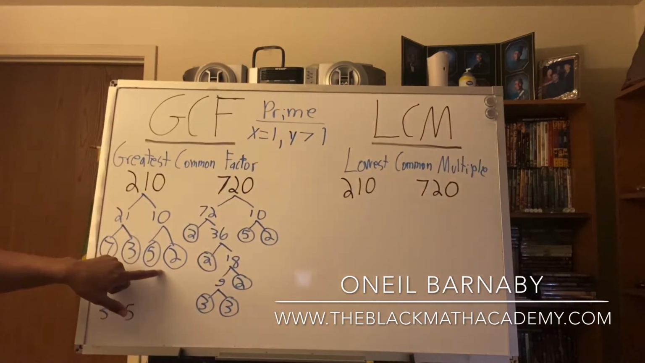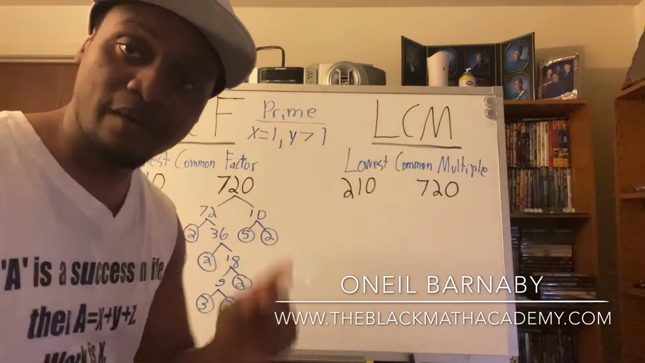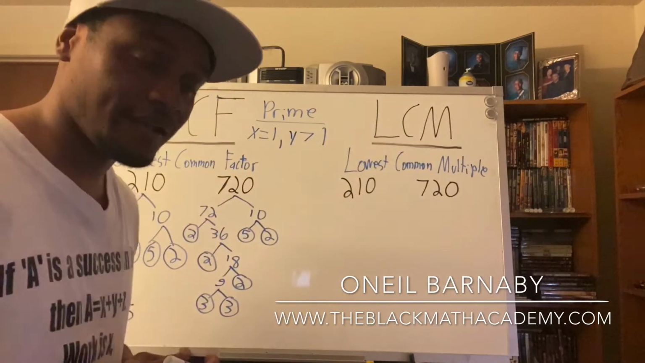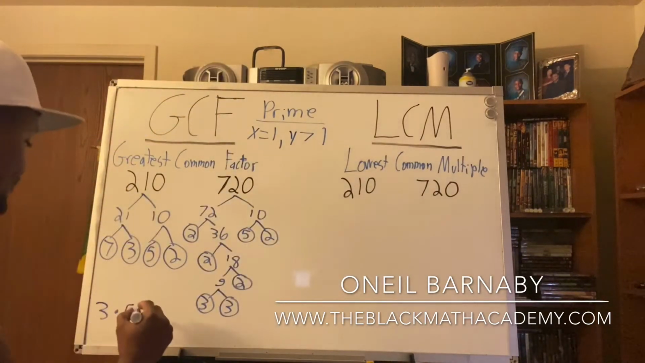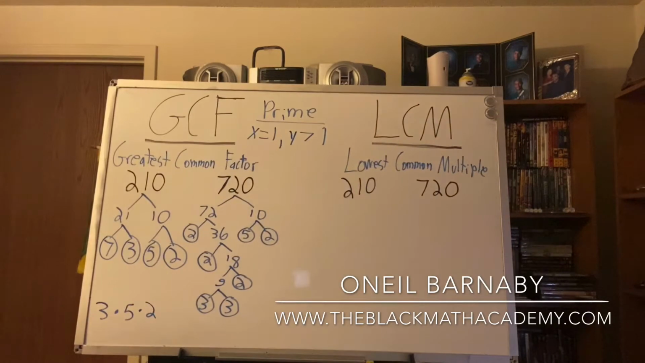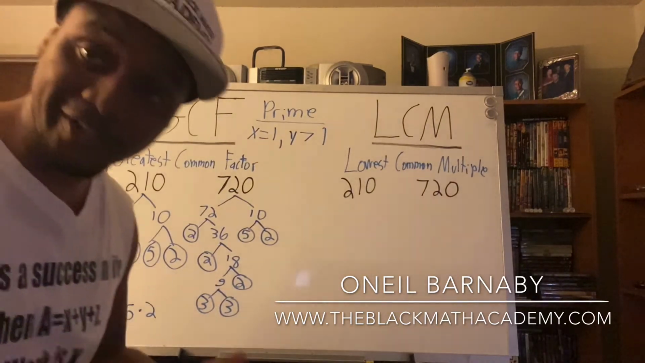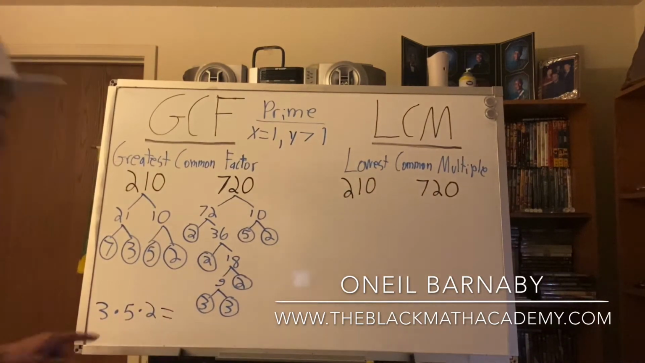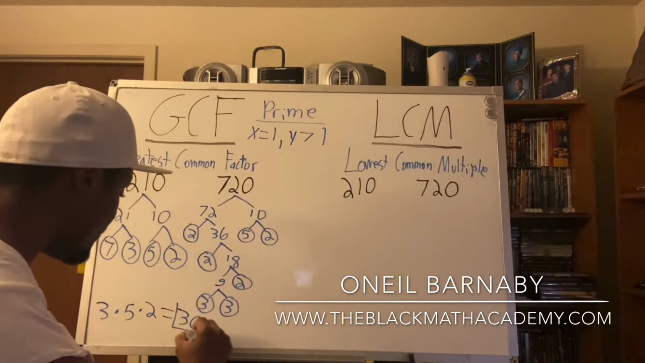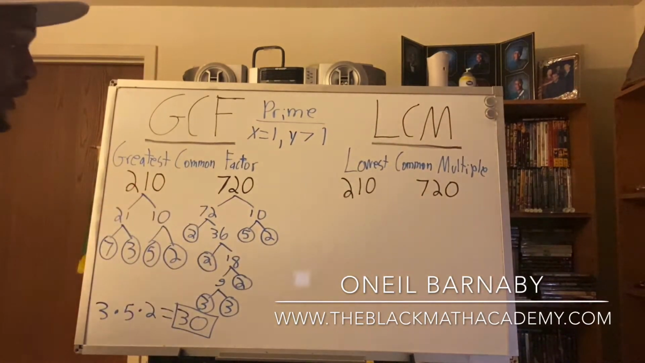210 has 1 2. 720 has 1, 2, 3, 4 2s. So both numbers have 1 2 in common at least. And because they both have 1 2 in common, we're going to multiply that 2 one time. Times 2. And that product, the product of 3 times 5 times 2, is the GCF for 210 and 720. So 3 times 5 is 15. 15 times 2 is 30. So 30 is the GCF for 210 and 720.